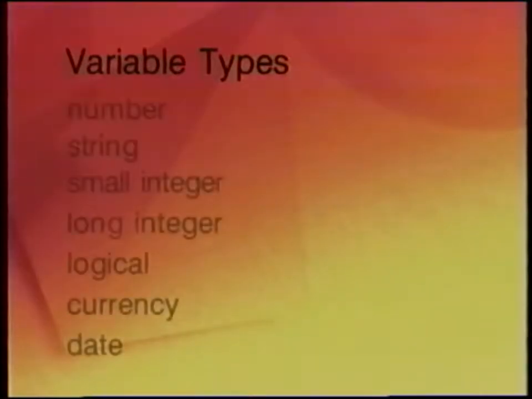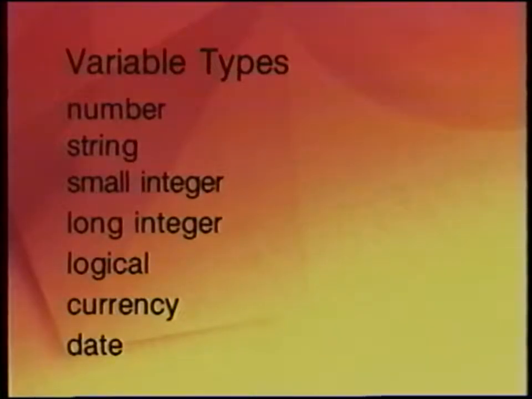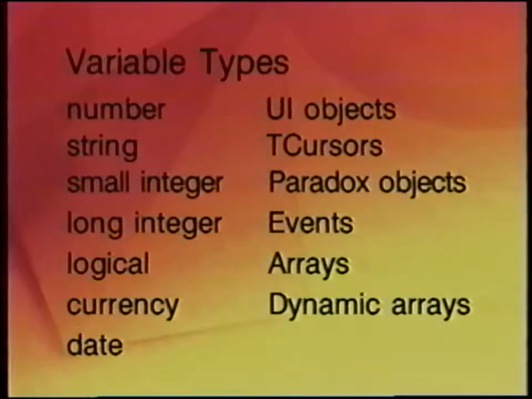For beginning programmers, the basic types like number, string, small integer, long integer, logical, currency, and date are the most important. You also have UI objects, T-cursors, and all Paradox objects like forms, reports, queries, along with events of various types, arrays, and dynamic arrays. Each of these variables hold different types of information. For example, a string holds names or characters, and a form holds the name of a current Paradox form.